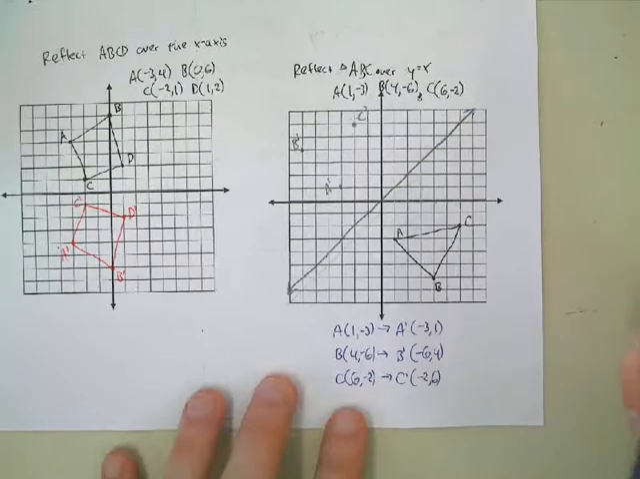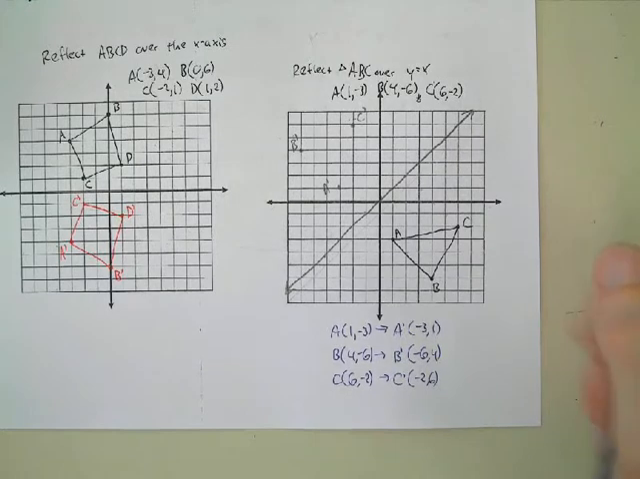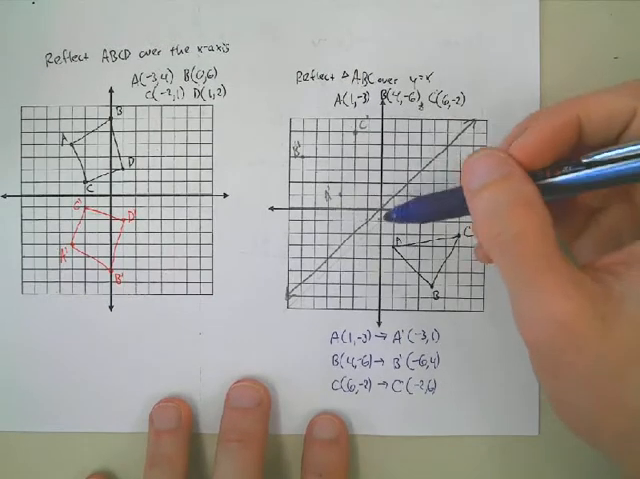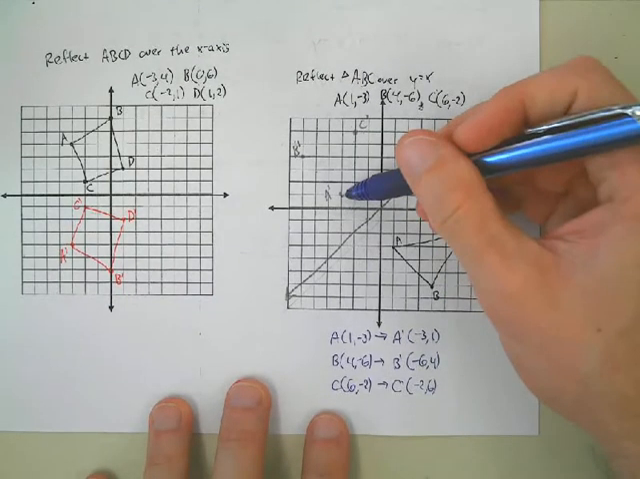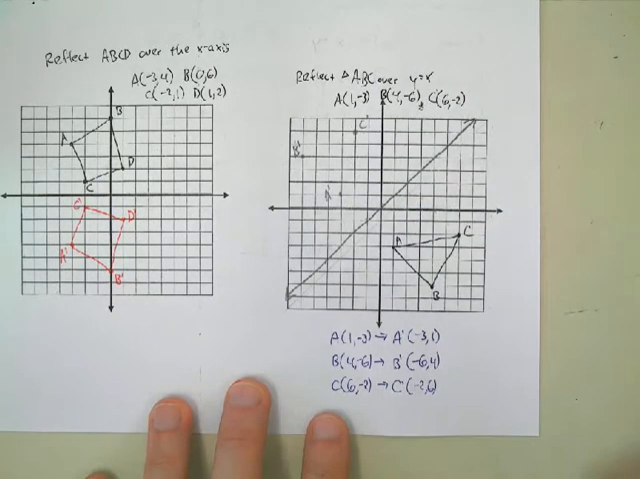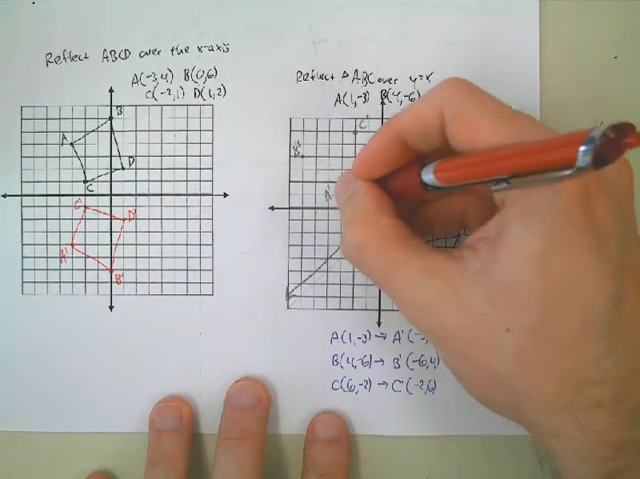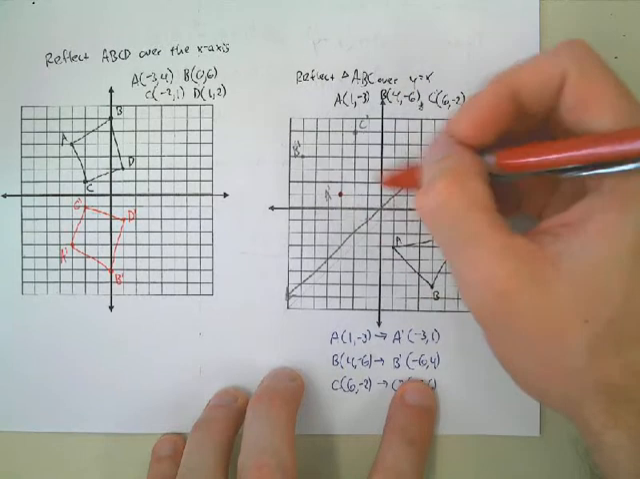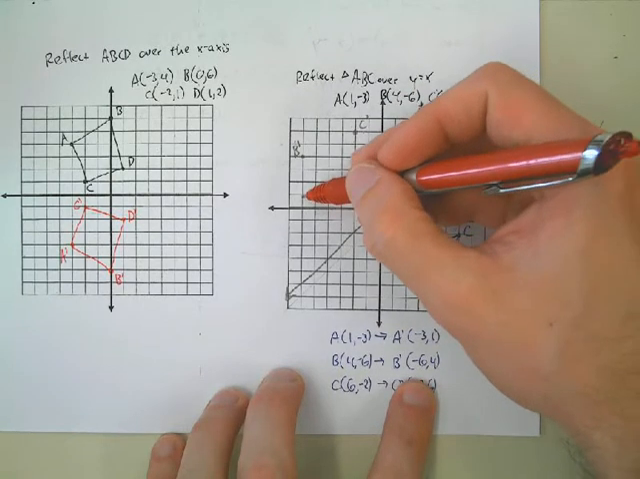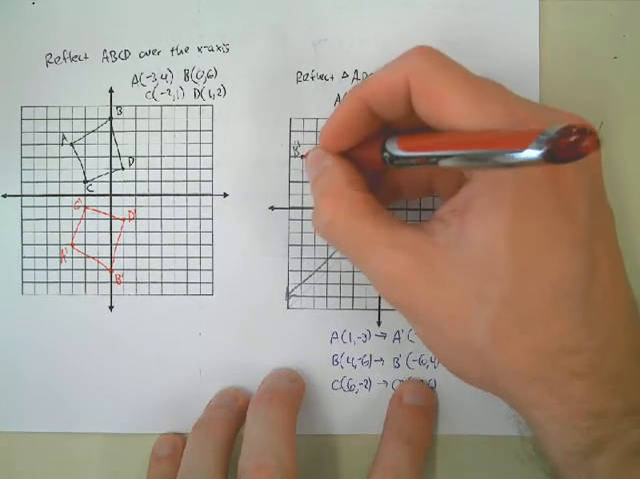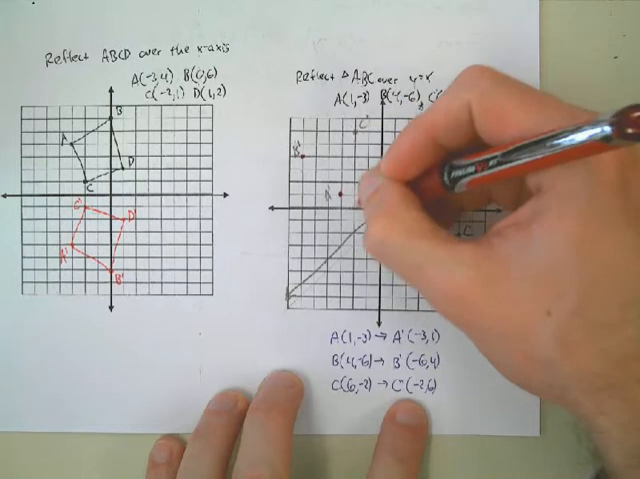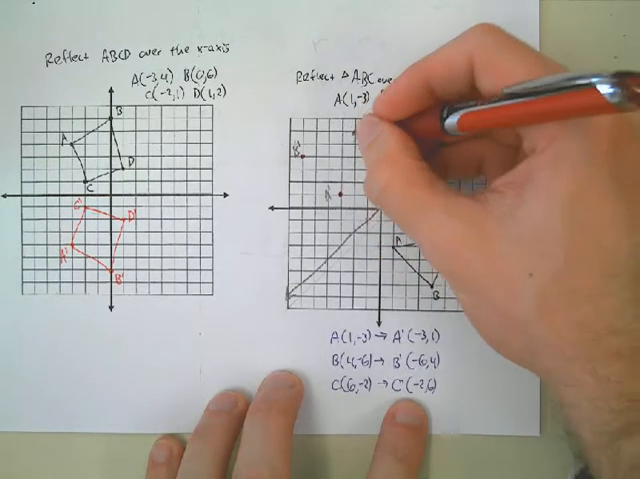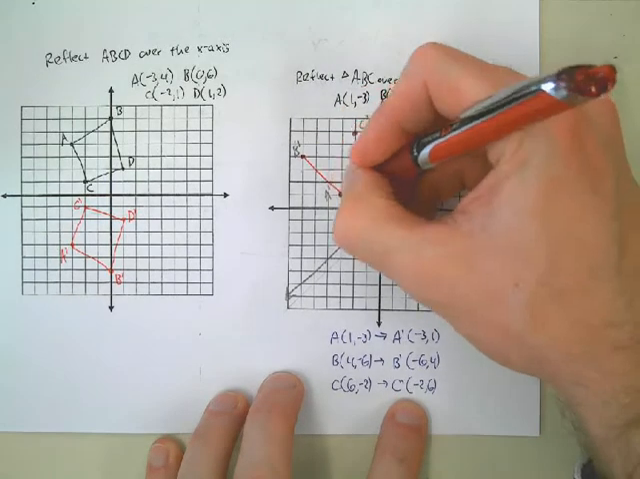So let's just check it. A prime was negative 3, 1. Yep, that's correct. So I can go ahead and color that in. Okay, good. B prime should be negative 6, 4. 1, 2, 3, 4, 5, 6. 1, 2, 3, 4. Yep, so that one works. And then C prime is negative 2, 6: 1, 2, 3, 4, 5, 6. And perfect. So I did eyeball it correctly. But if you ever have trouble eyeballing it, feel free to go ahead and use your little rule there.